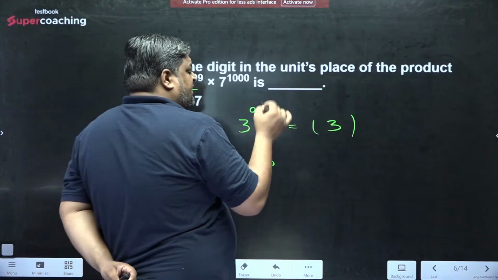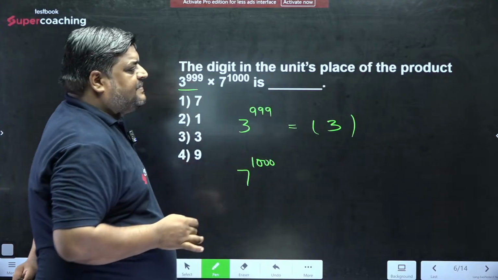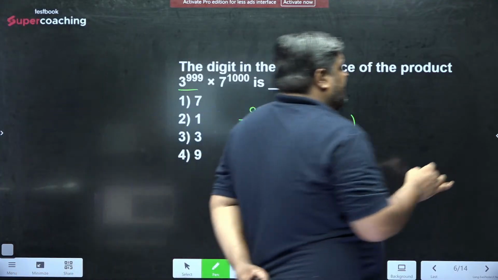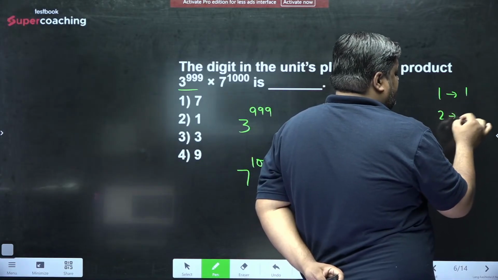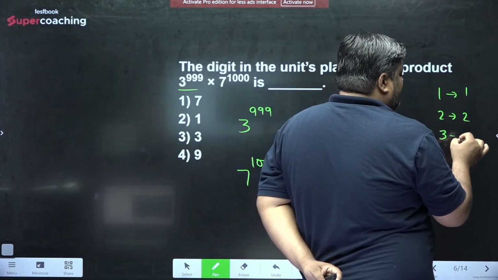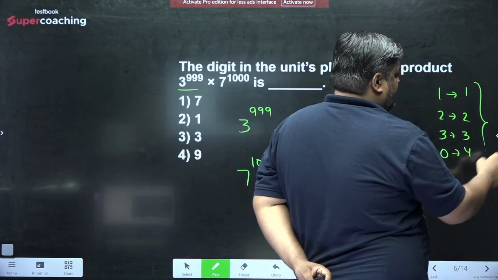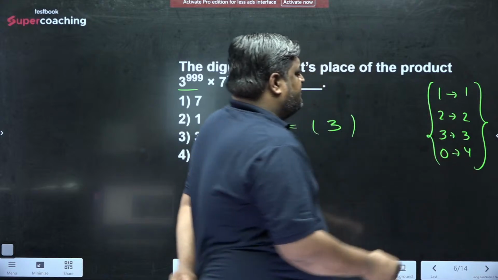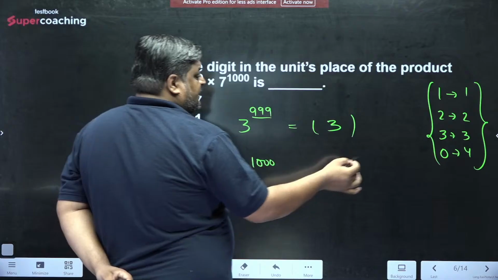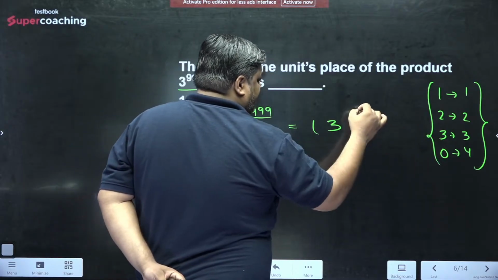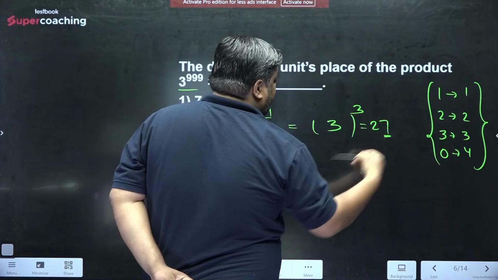You need to divide the power by 4, जो power है, divide the power by 4, okay. And if the remainder is 1, take 1; if the remainder is 2, take 2; if the remainder is 3, take 3; if the remainder is 0, take 4, right, as the power. तो 999 को आप 4 से divide करो, remainder is 3, तो if the remainder is 3, आपको 3 लेना है, okay, and then expand it: 27, so unit digit पे क्या आ जाएगा? 7.